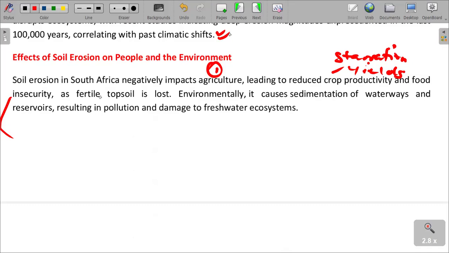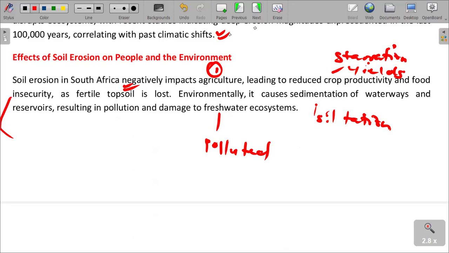As we also talk about fertile soils being lost, we have already mentioned that. Environmentally, it causes sedimentation of waterways, which we are calling siltation. We are talking about the siltation of waterways and reservoirs, resulting in pollution and damage to freshwater ecosystems. Our waters are always what? They are always polluted. They are polluted because of erosion. So these are the effects of erosion on people.